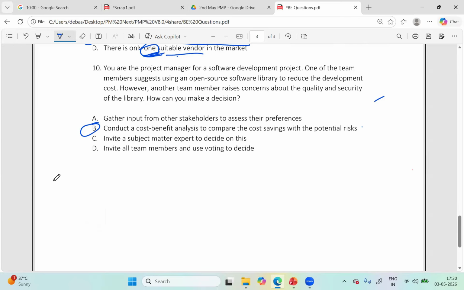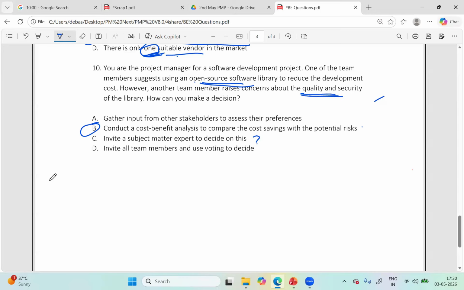Yeah, so here B is the right answer. The question is straightforward. There's an open source option that you have. If you go for that, it will reduce the cost. But at the same time, there is a concern about quality and security. So how can you make a decision? That's the question. Why not C, by the way? I'll start with why not C.